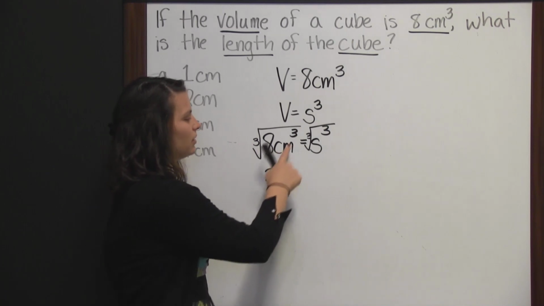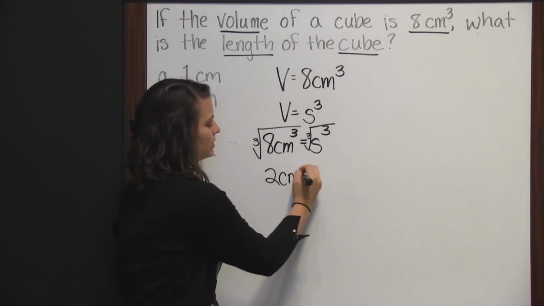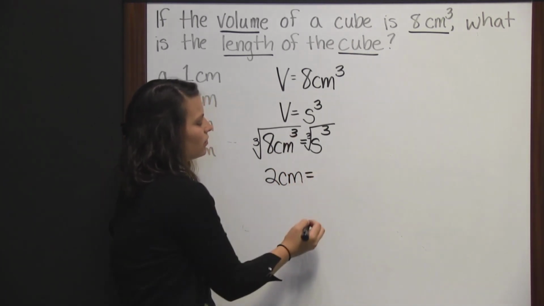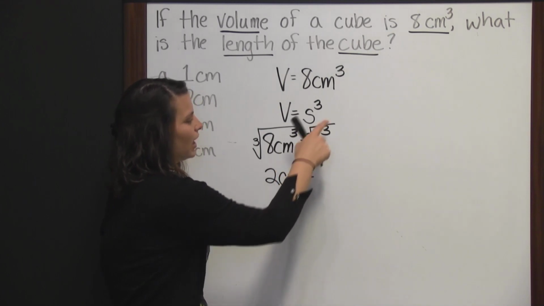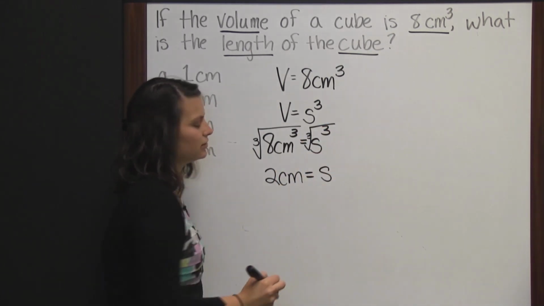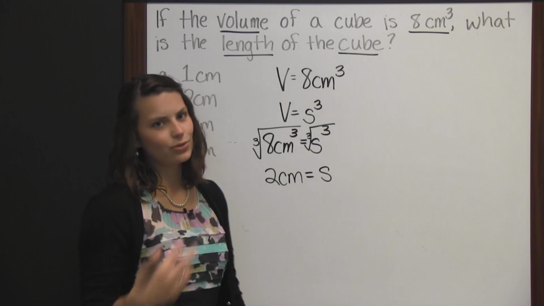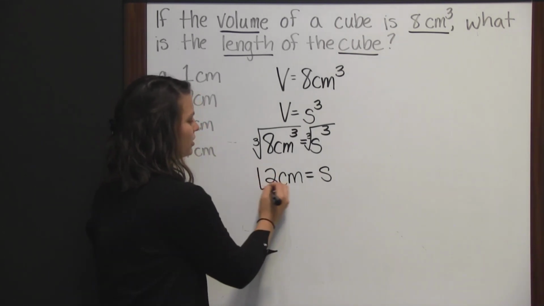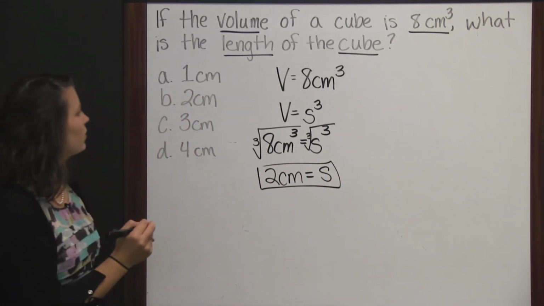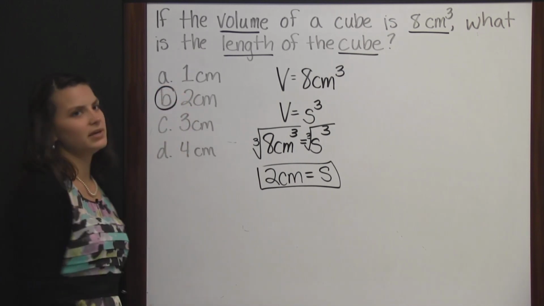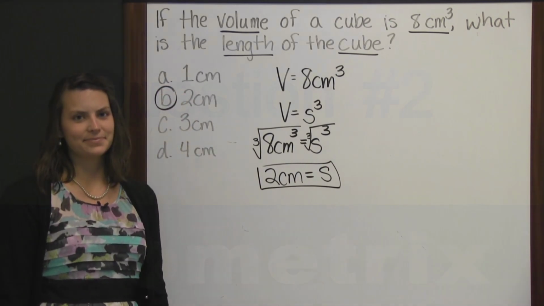And the cube root of centimeters cubed is simply centimeters. And that equals the cube root of side cubed, which is side. Or again, length or width or height, all the dimensions are the same. So what is the length? Answer B, 2 centimeters.